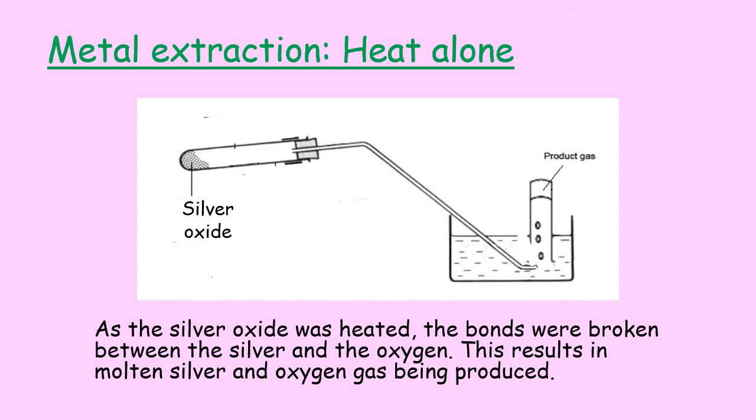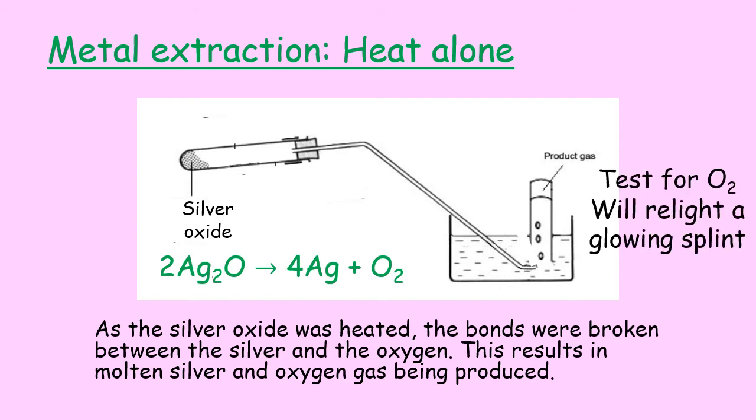So those bubbles of gas are oxygen. So you would see silver oxide producing silver and oxygen. That's the equation shown in green. And we could prove that that gas was oxygen by doing our test. Oxygen gas will relight a glowing splint.